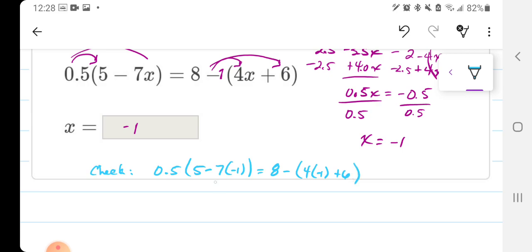Okay? And now let's do the parentheses first. So that's going to be 5 plus 7. So that's going to be 12 over here. Times 0.5, and half of 12 is just going to be 6. Now let's do it on this side. We have 8 minus, well, let's see. Negative 4 plus 6 is 2. Because that's what that is, negative 4 plus 6. So that's 2, and 8 minus 2 is 6. So it totally works.